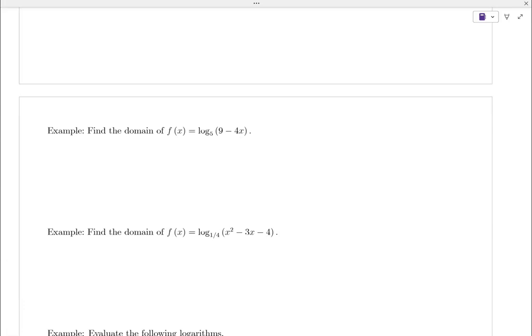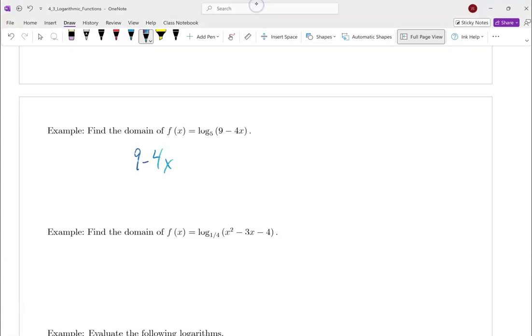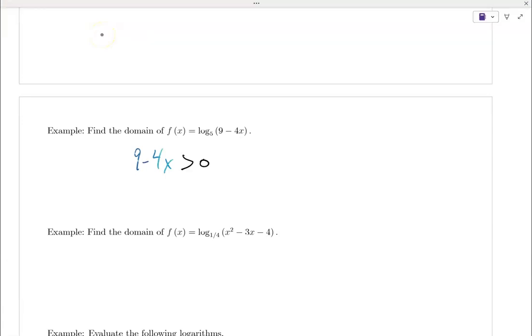So in this one, it just wants us to solve an inequality. So we would solve the inequality 9 minus 4x is greater than 0. So we would subtract our 9. What happens when you divide both sides by -4? What happens to the inequality? The sign flips. Good. So we get x is less than 9/4. So our interval would be -infinity up to 9/4. So for any of these that are domains, this is exactly what you're going to do. It's just like what we did for square roots.